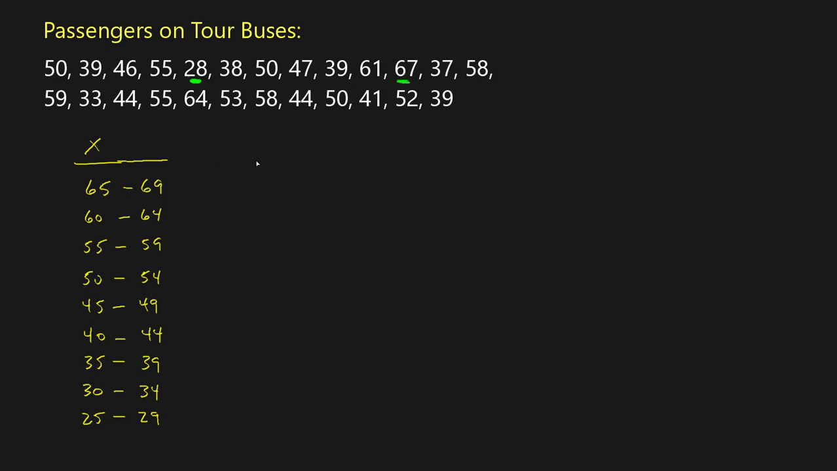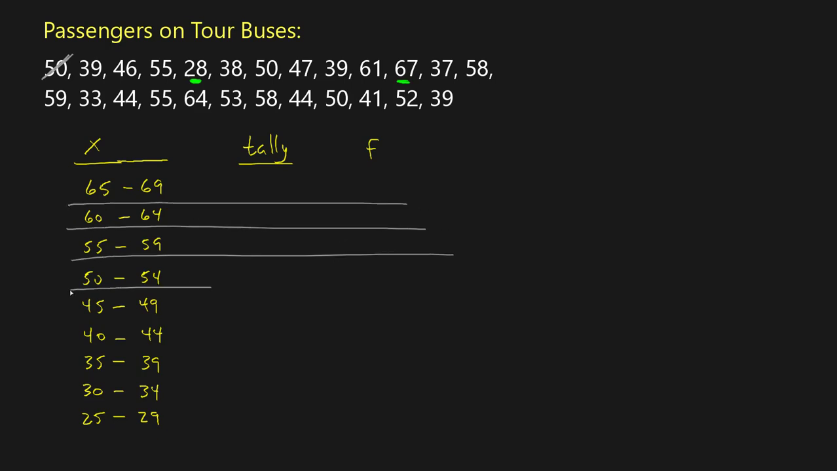And I'm going to put in a column where I just do a tally, and then I will get to my frequencies. Okay, so what I mean by a tally, that's when I go through my values like 50 and I check right next to the 50s. Let's actually make some lines so this is a bit easier to see.